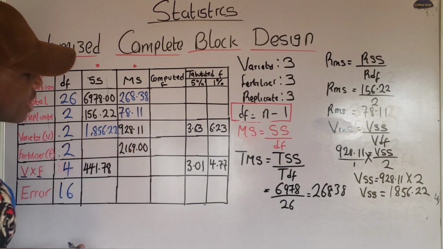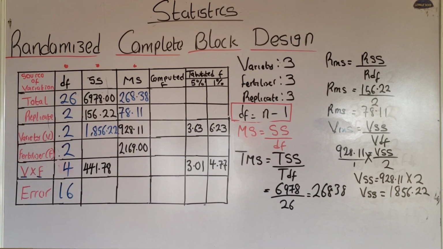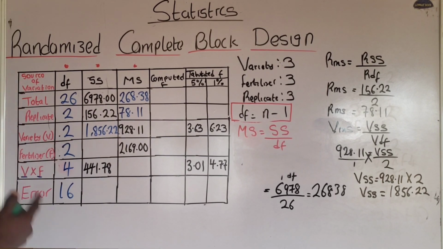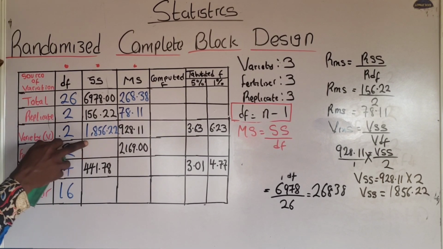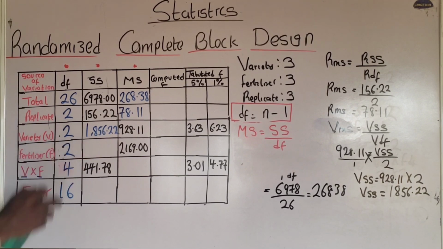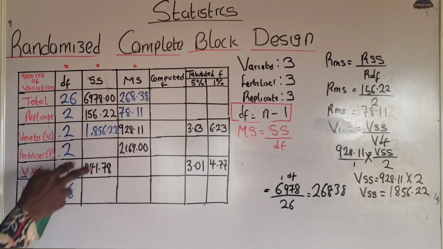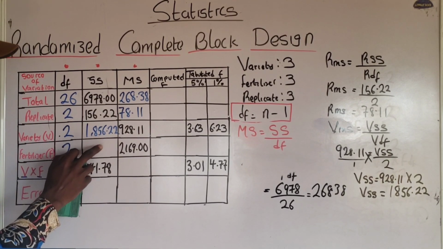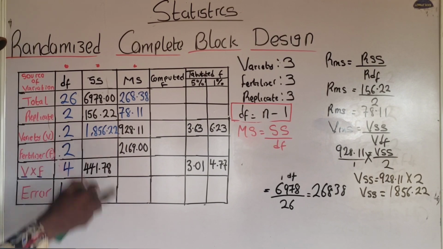1856.22. Okay, so you can see now. So now you can determine the fertilizer sum of squared. You can try this. Try determining the fertilizer sum of squared. I want to test you. Try to determine the value of these cells, which is the fertilizer sum of squared.